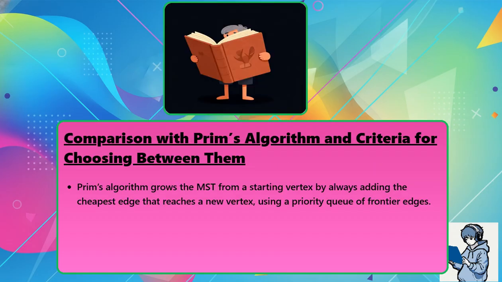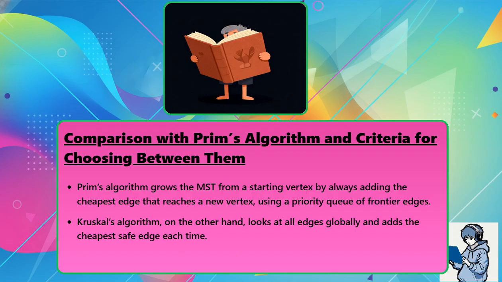Prim's algorithm grows the MST from a starting vertex by always adding the cheapest edge that reaches a new vertex, using a priority queue of frontier edges. Kruskal's algorithm, on the other hand, looks at all edges globally and adds the cheapest safe edge each time.